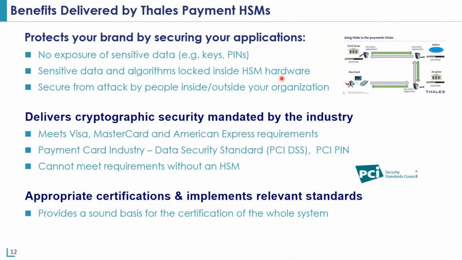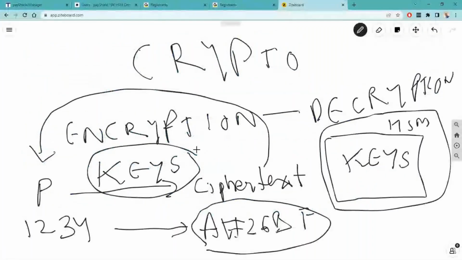If your LMKs are deleted, all of your other keys will be unusable. Because if you come back to this diagram here, if these keys are gone, you cannot convert your ciphertext back to plain text. You always require access to the cryptographic keys to convert ciphertext back to plain text. That is, if you have to perform decryption, cryptographic keys must be there.